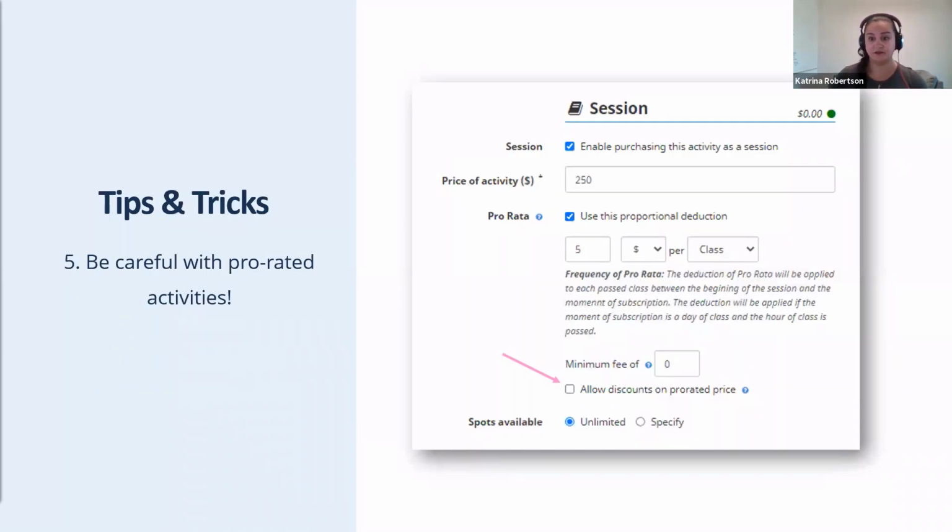And number 5, when you have activities that allow your clients to pay a prorated amount, just make sure that the little box in the session section is checked off to allow discounts on a prorated pricing. So if this box is not selected, and your activity starts and the client signs up later on, they will not receive the discount on the prorated pricing.